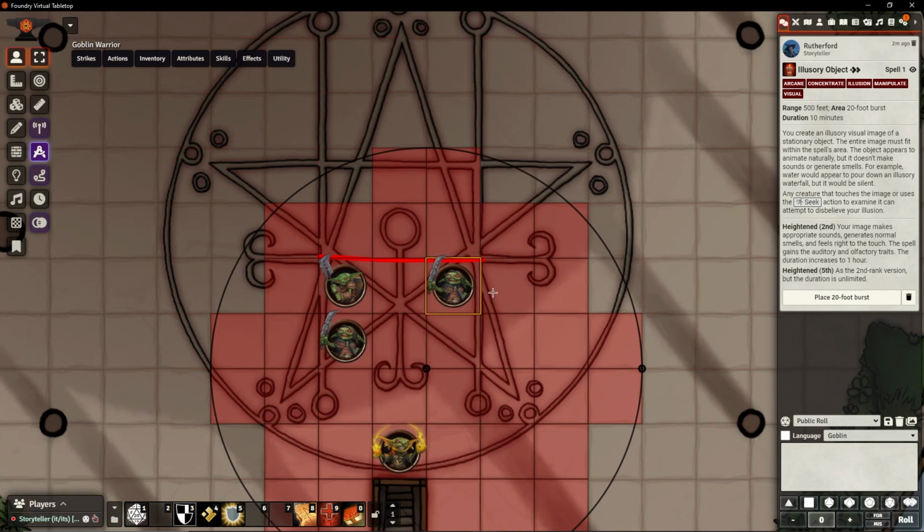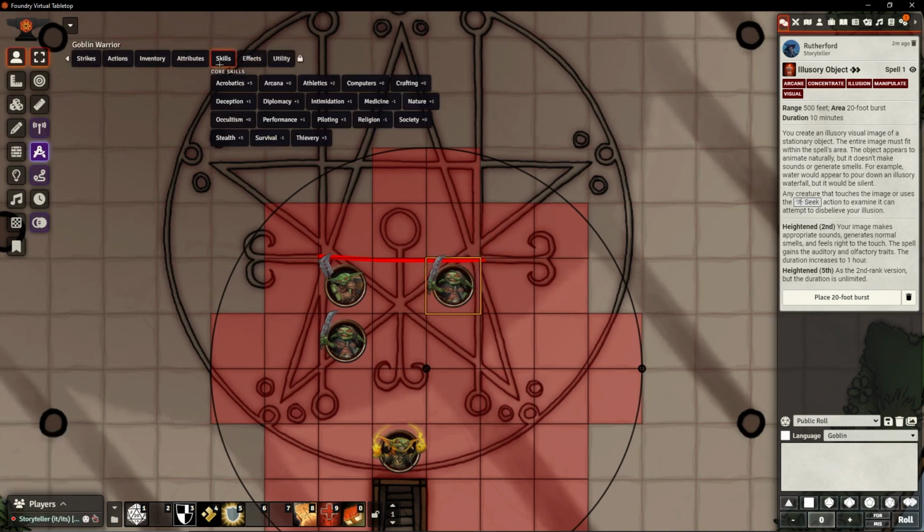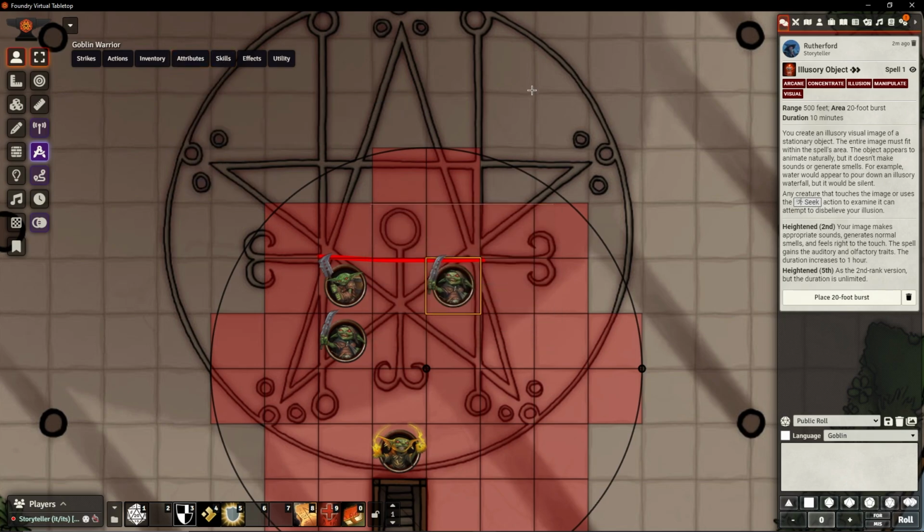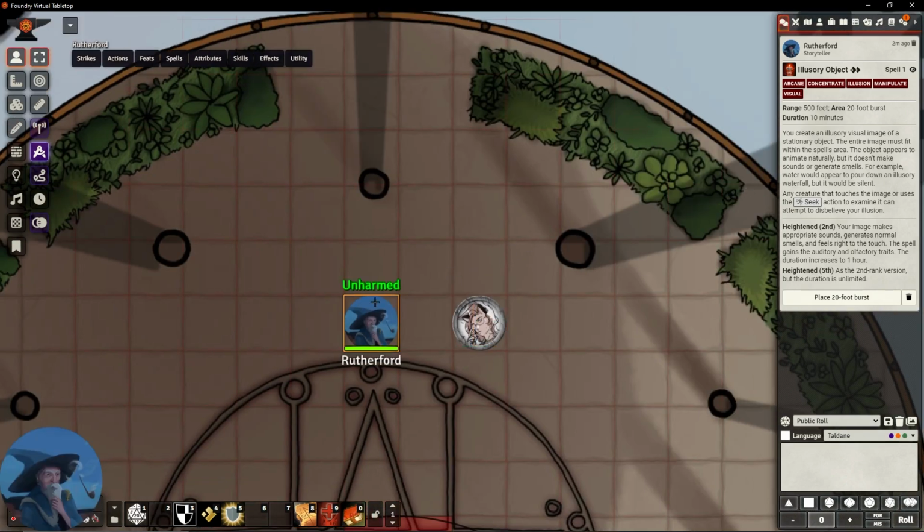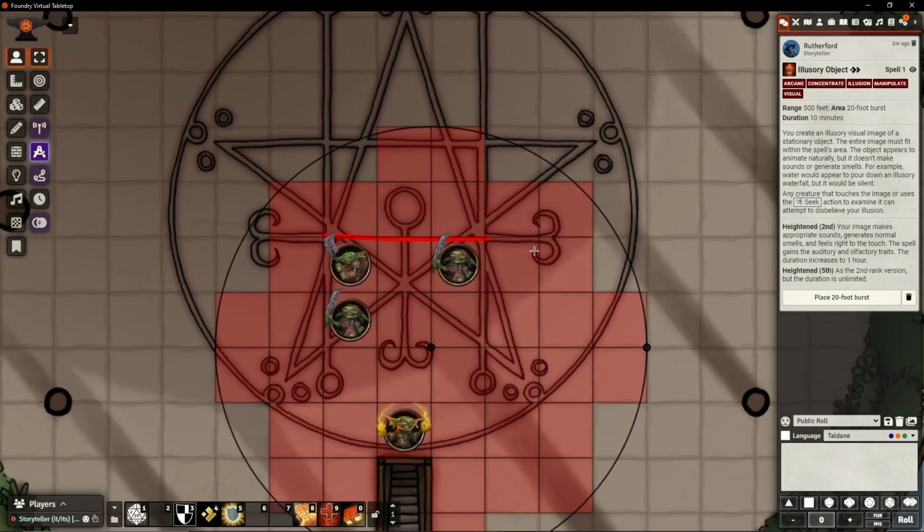But because the Goblin Warrior is walking into the wall and it is only at first rank, the Goblin Warrior is going to get its own disbelief check, which would generally be perception against the caster's spell DC. Rutherford's DC is quite high because he is a high-level spellcaster, so I'm just going to be saying, unless otherwise specified, a creature is going to pass their disbelief check.